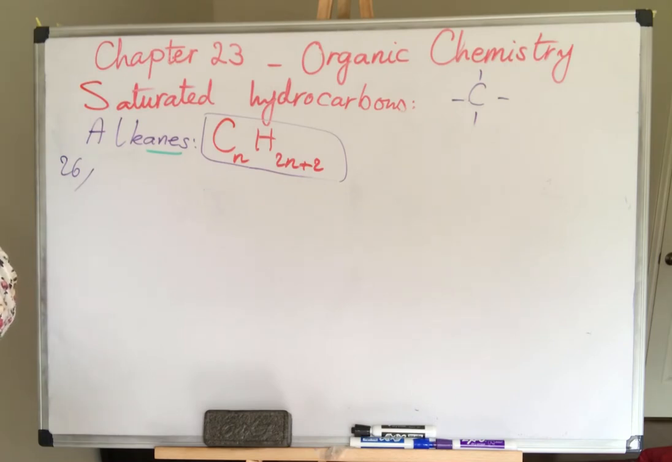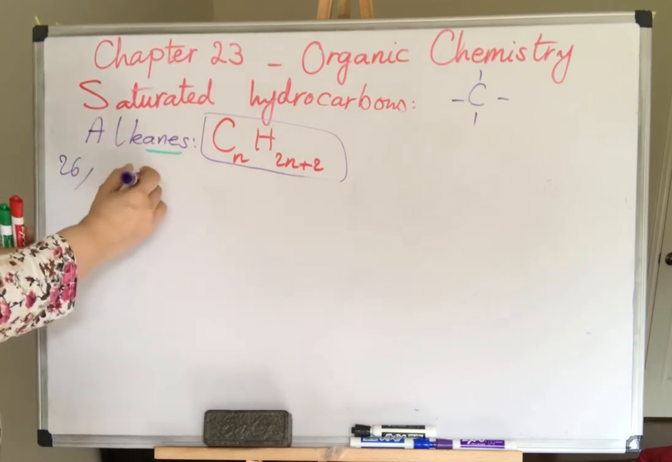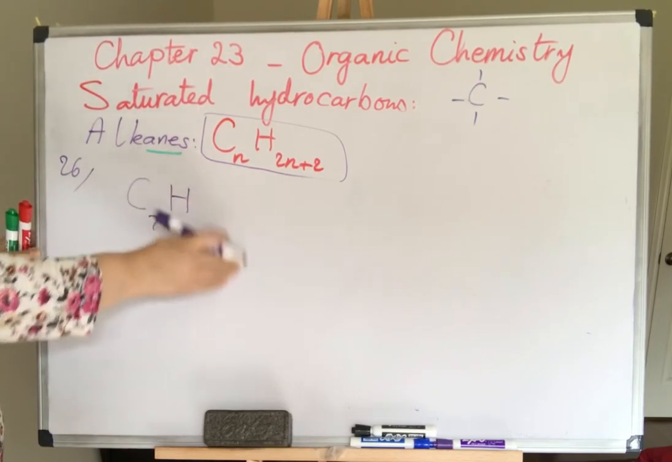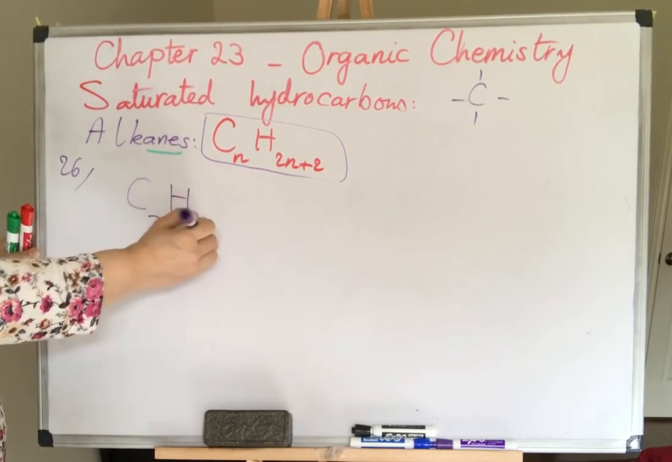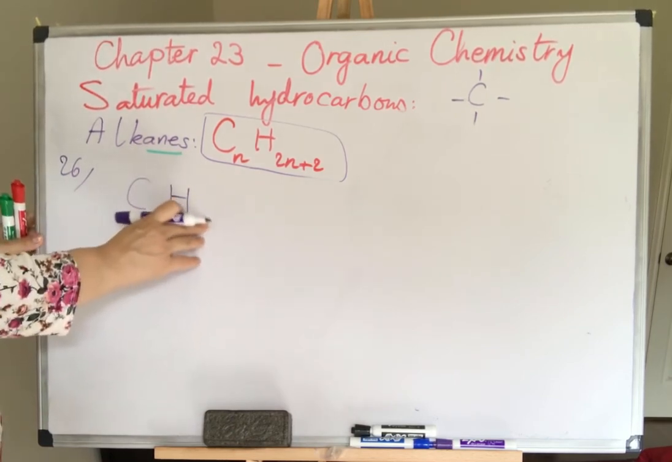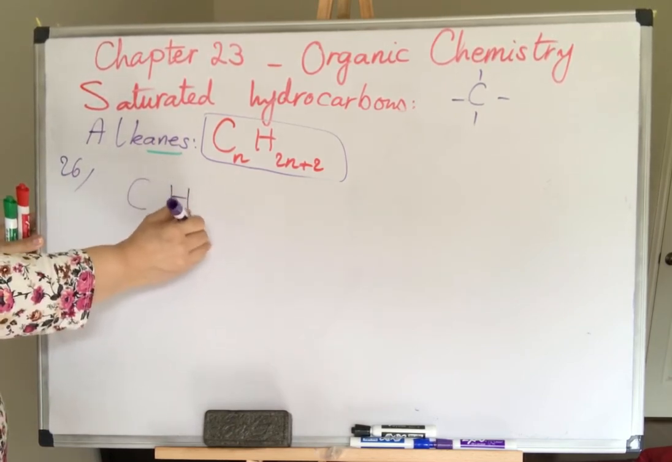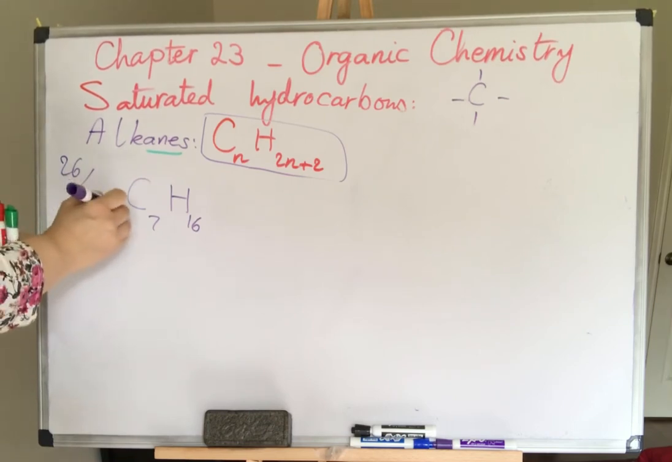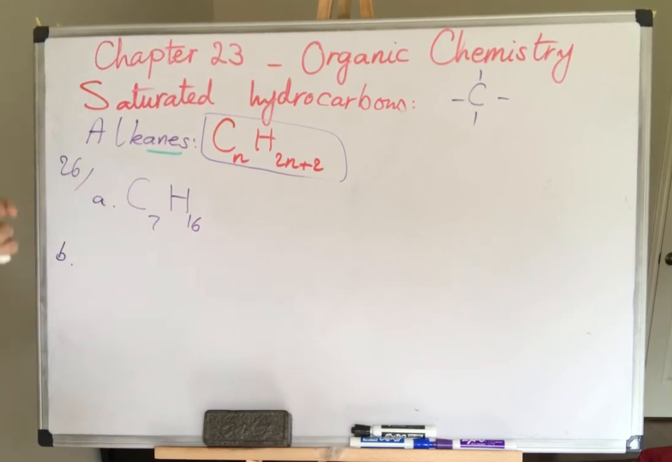The black balls are representing the carbon atoms. So how many do you count? 7, right? And if you count the blue balls, they will be 16. So it's C7H16.